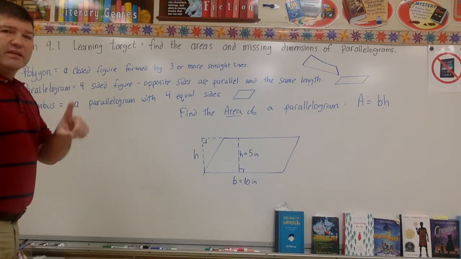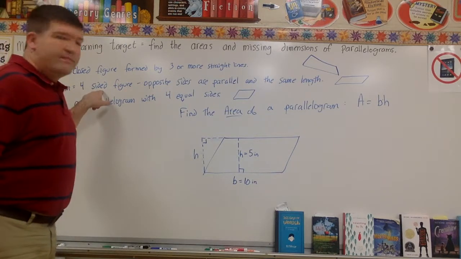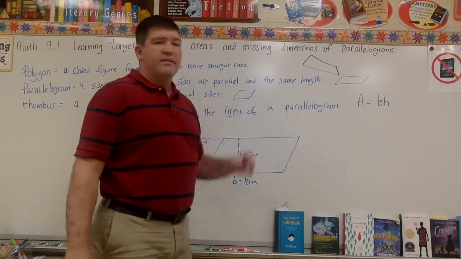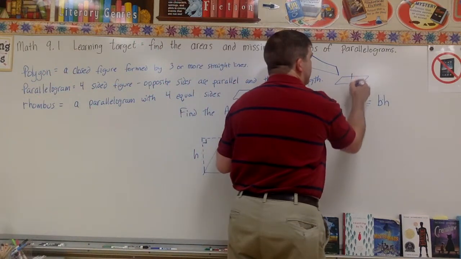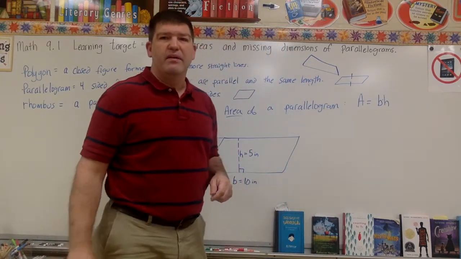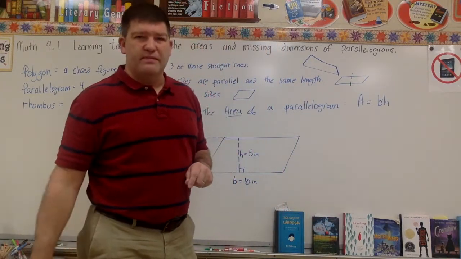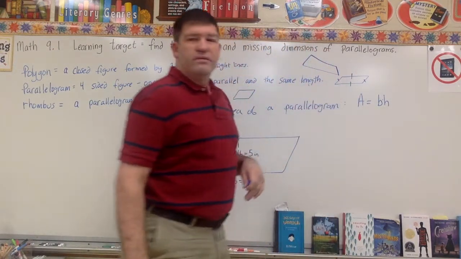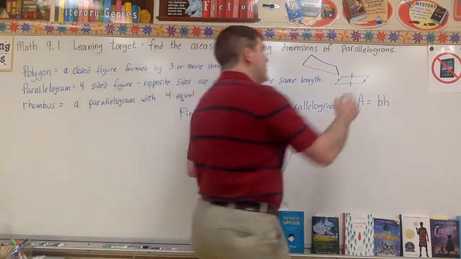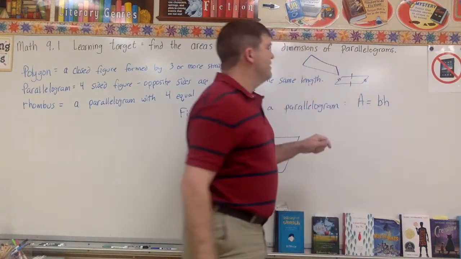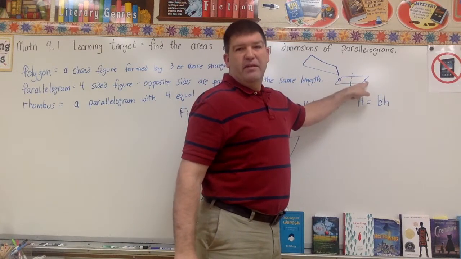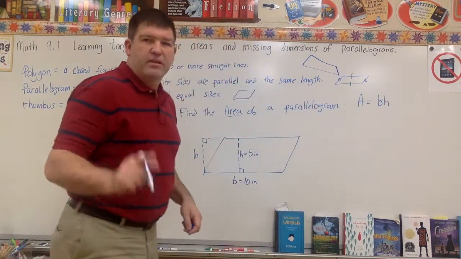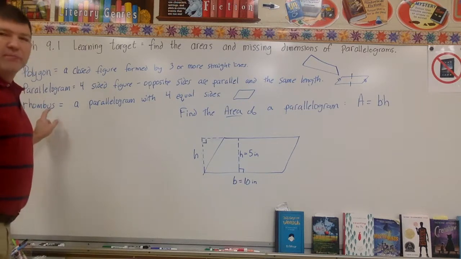Okay, polygon. Parallelogram is a polygon. It's a closed figure, but this one has four sides, and the opposite sides are parallel and are the same length. So this one right here is the same length as that one, and those two are parallel. They'll never cross. And then this one and this one, those two are also parallel and the same length. Now, this and this are not the same length, but the opposites are the same lengths and they're parallel. That's a parallelogram, okay?